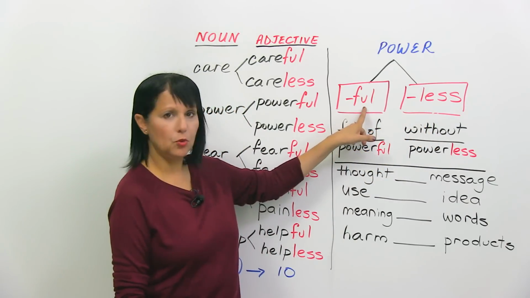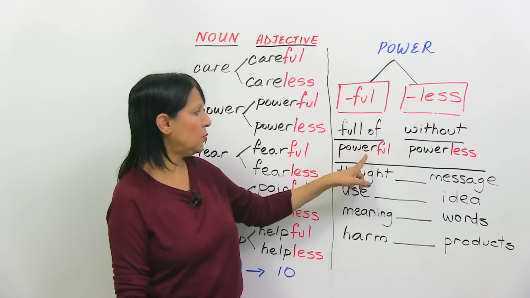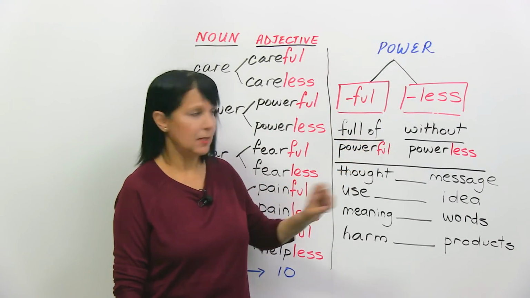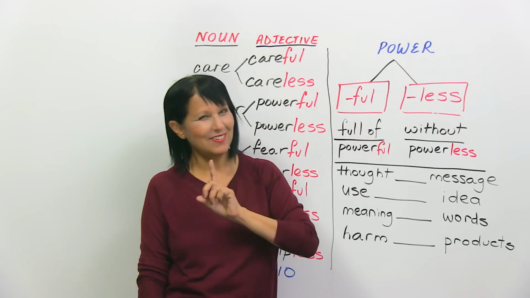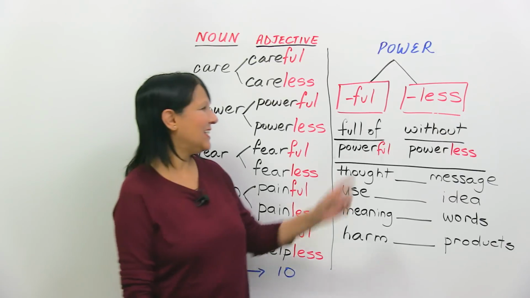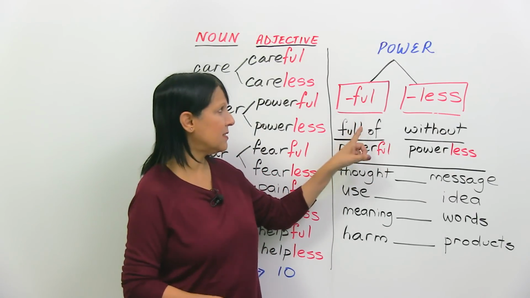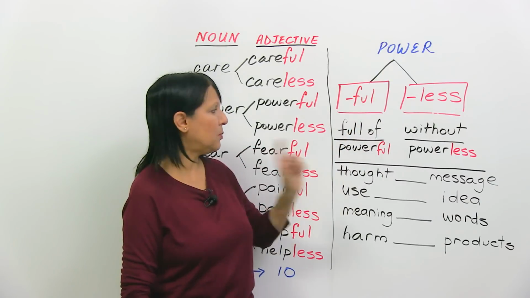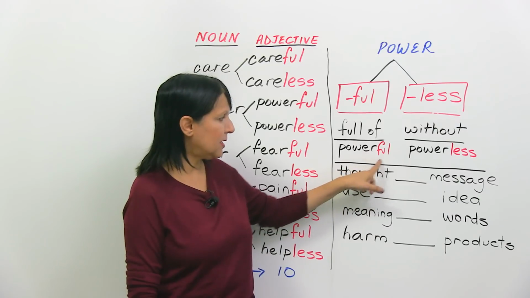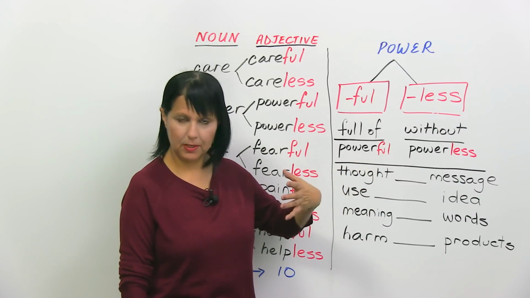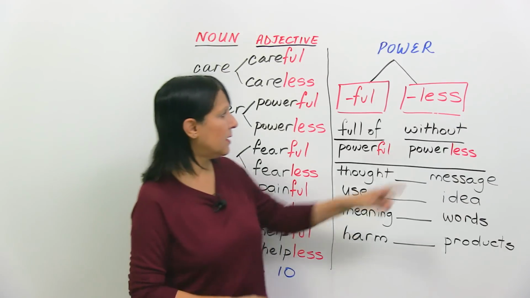When we add full to the end of the word power, we get the new word powerful. And the suffix ful, with only one L, okay? Don't get fooled. It means full of whatever. In this case, full of power. But when we spell it, we add only one L, okay? So it becomes one word, powerful. For example, a powerful leader, okay?